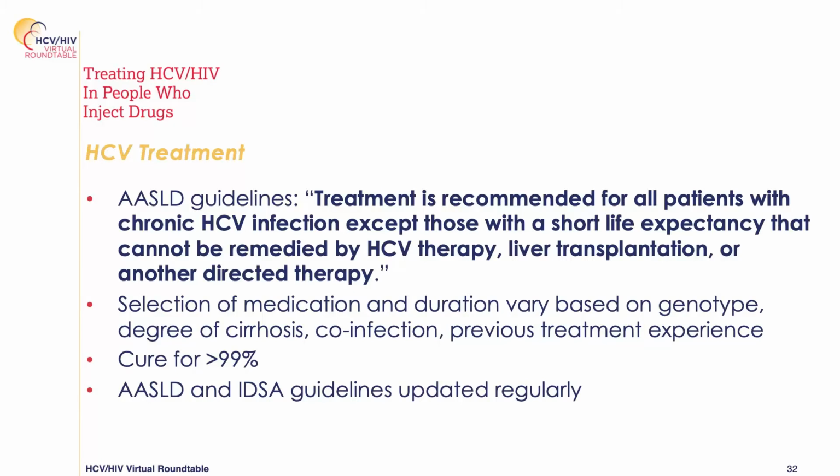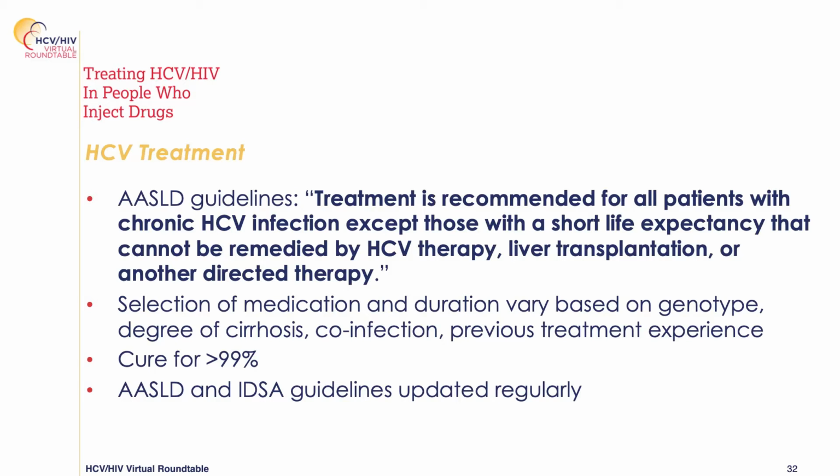So the guidelines are quite simple now, and what they state is that treatment is recommended for all patients with chronic hepatitis C infection, except those with a short life expectancy, really less than a year, that cannot be remedied by hepatitis C therapy, liver transplantation, or another therapy. So really 95% plus of our patients are eligible.